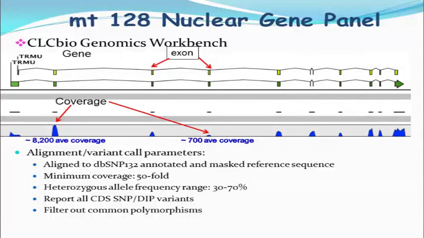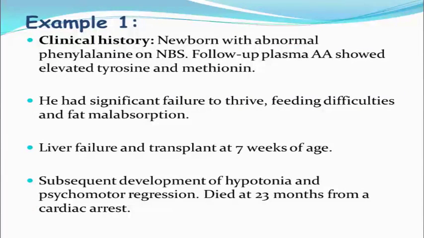And here is one example showing a nuclear gene. Here is one of the nuclear genes, and all of these bars are the exon regions. And here are the actual reads covering the coding region of this gene.